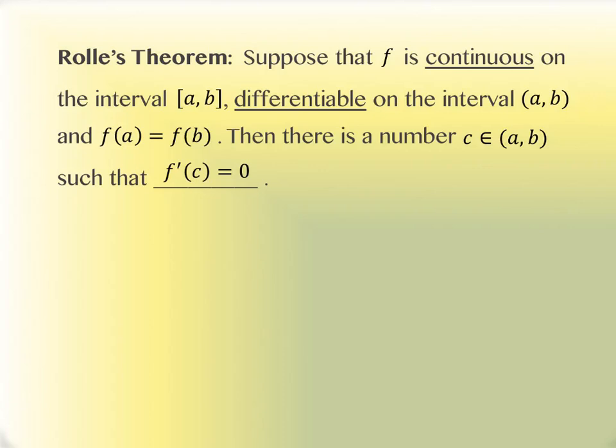It says the following: suppose that we have a function that is continuous on the closed interval [a, b], and it's differentiable on the open interval (a, b). And then there's one other condition: f(a) equals f(b). So the endpoints have the same y value. They're the same height. What this is saying is that there is a number between a and b where the derivative is 0. So let's pause for a moment and see if you can remember the details.